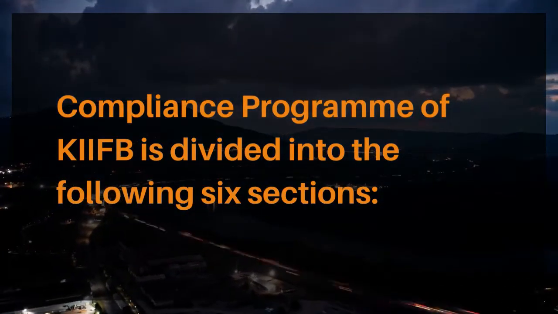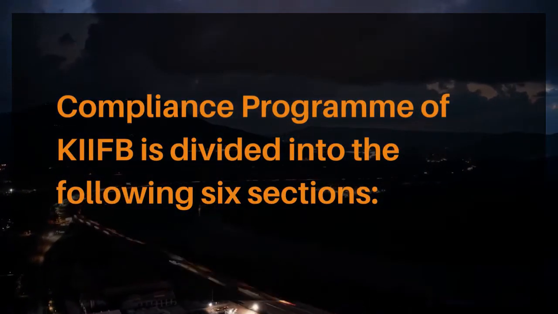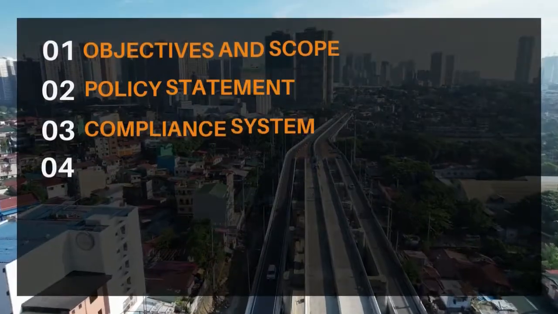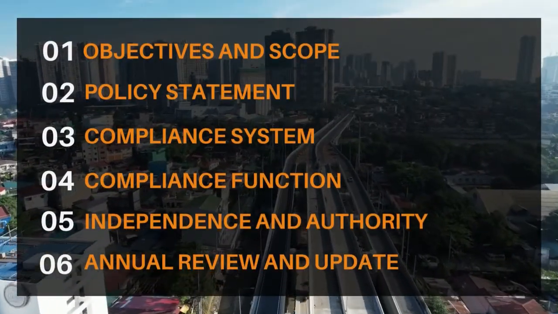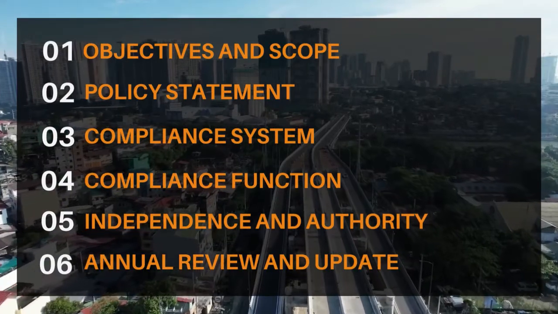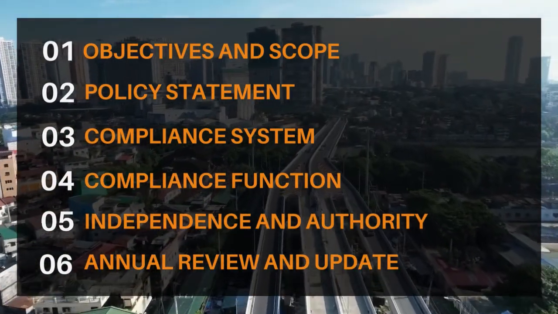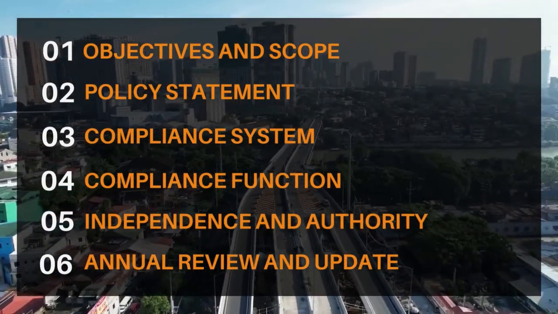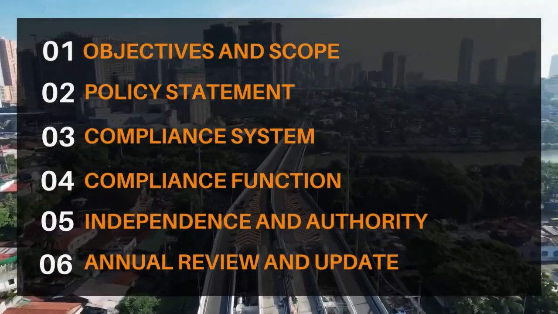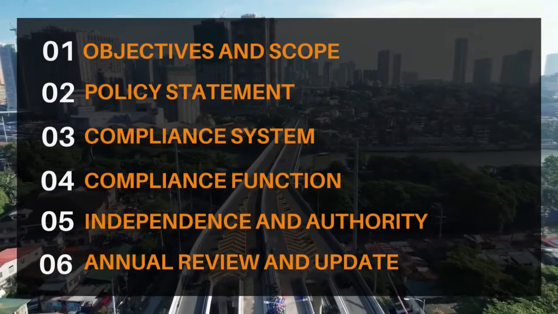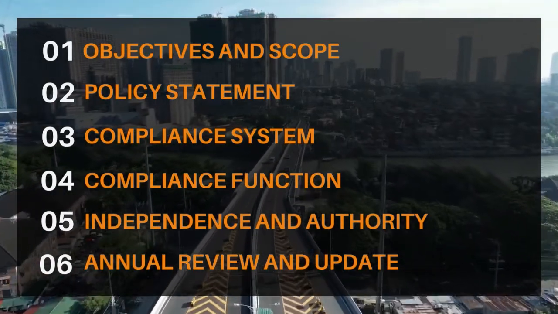The compliance program of KIIFB is divided into the following 6 sections. First one, objectives and scope. Second, policy statement. Third, compliance system. Fourth, compliance function. Fifth, independence and authority. And sixth, annual review and update.